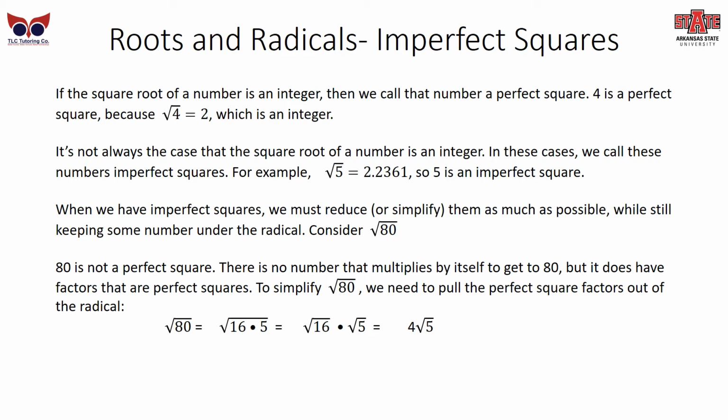Well, the trouble is we need to find ways to simplify these because we don't want to have square roots of huge numbers. We want to simplify them down so that we can look at them easier. So consider the square root of 80. Well, that's not a perfect square because the square root of 81 would be 9. So it's close to 9, but not exactly.